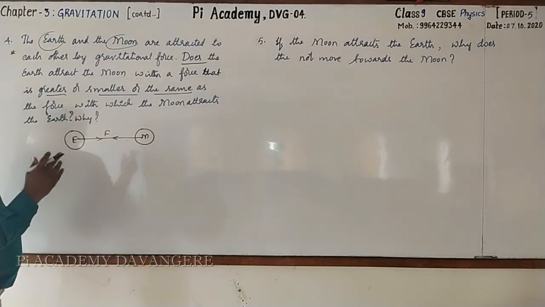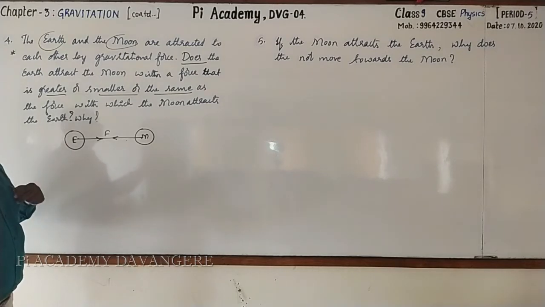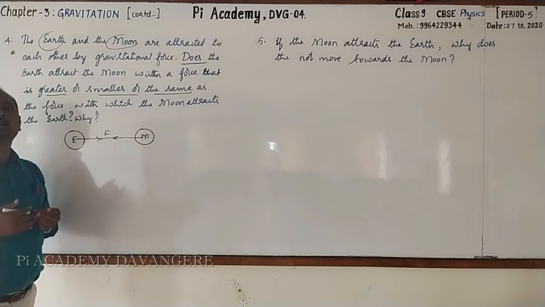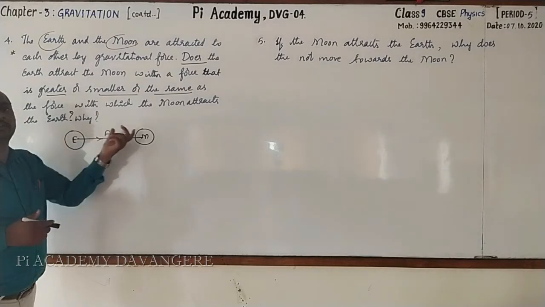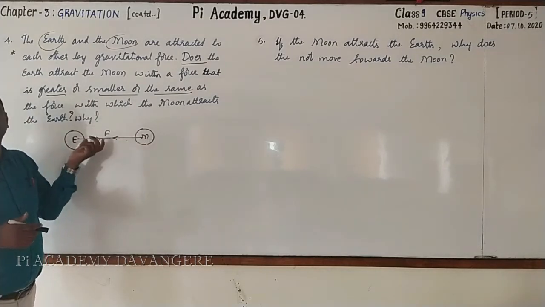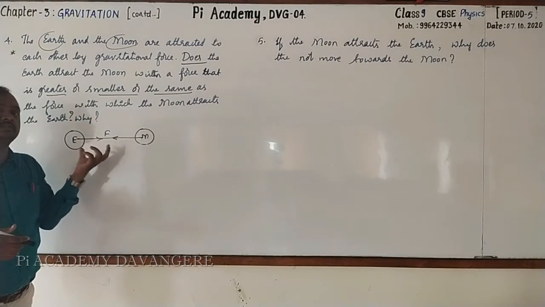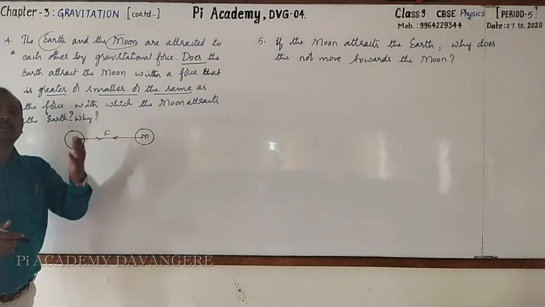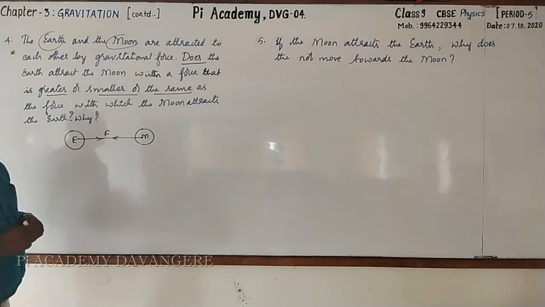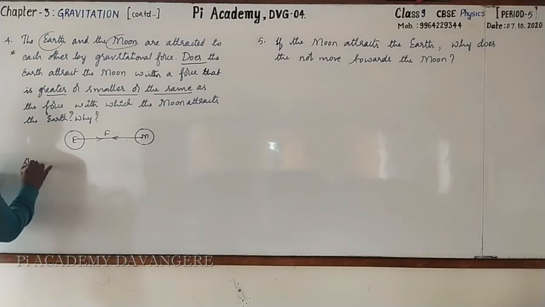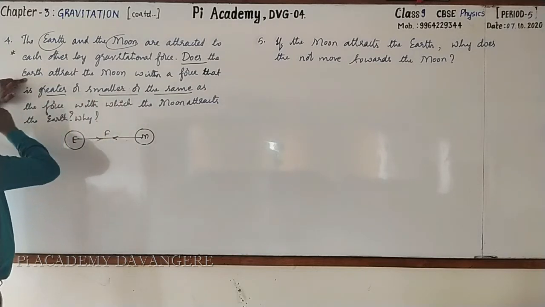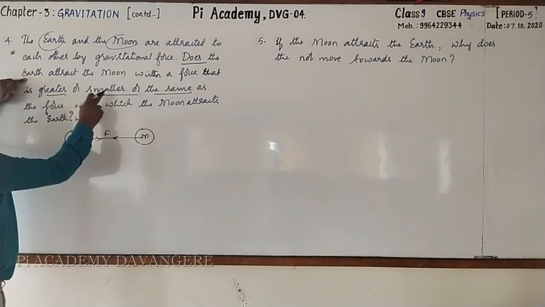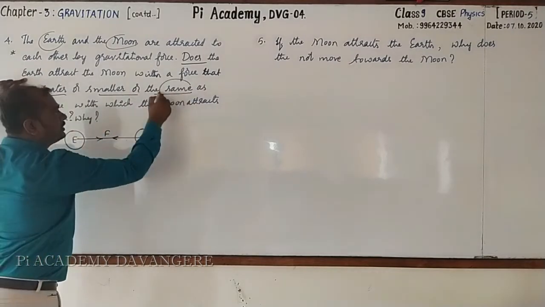Clear? So this is according to Newton's third law of motion. To every action there is an equal and opposite reaction. See, the action is the force exerted by the Earth on the Moon. The reaction is that the Moon will also exert a force on the Earth. But these two forces are equal in magnitude but opposite in direction. Yes, let's go for writing the answer. Observe. Does the Earth attract the Moon with a force that is greater or smaller or the same? Which one? It is the same.